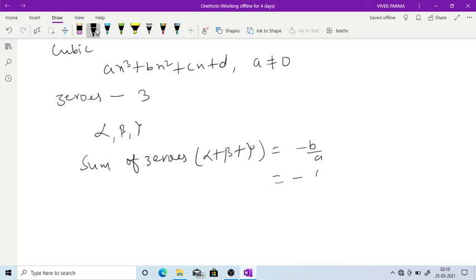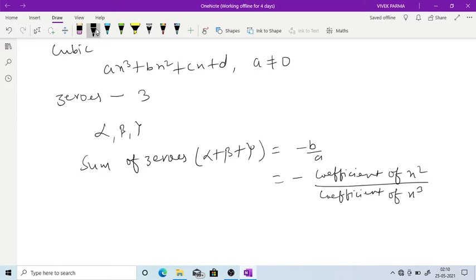So minus the coefficient of x square upon the coefficient of x cube.